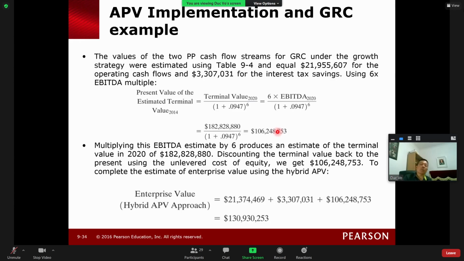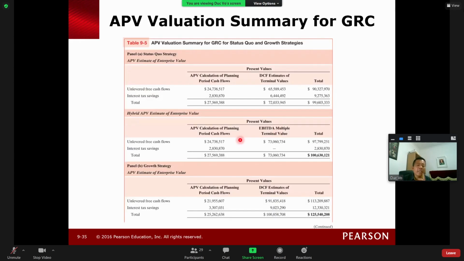So the conclusion from there is when you estimate the terminal value, you are facing two options. Option number one, you can use the Gordon growth model. Option number two, you can use the EBITDA multiple. Which one is more popular in practice? They use both of them because they will provide information for them to make a decision. So they put things together here.